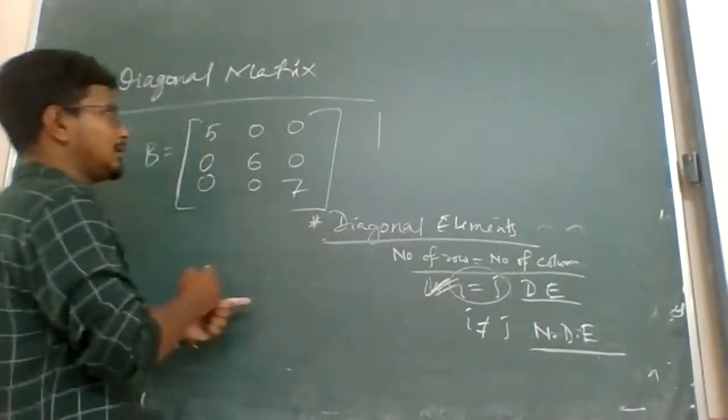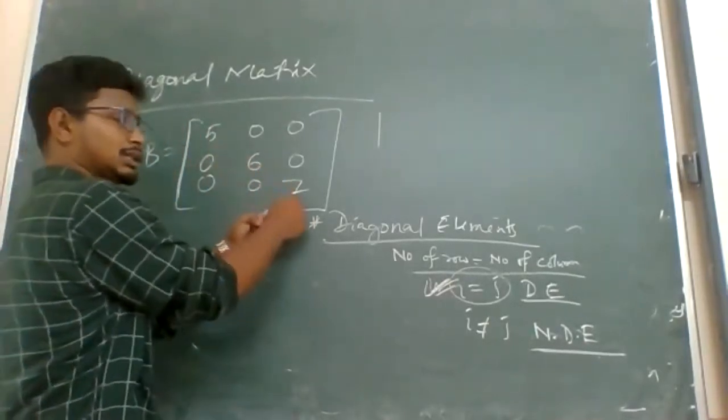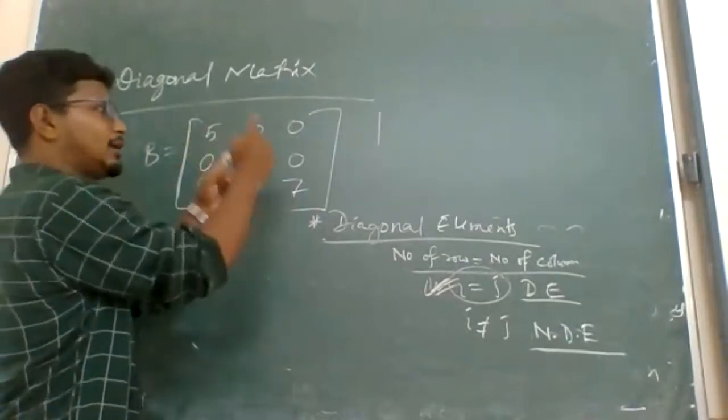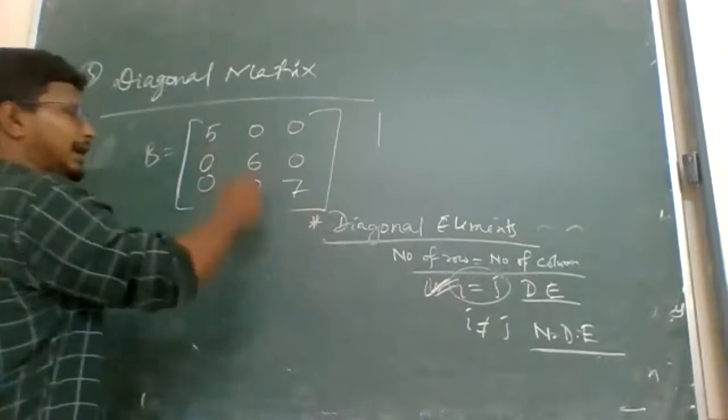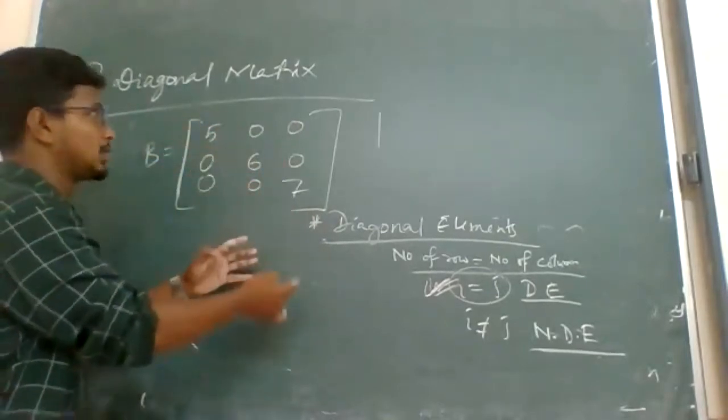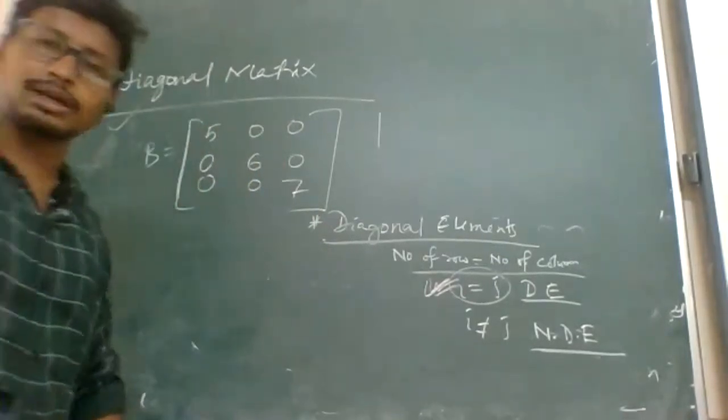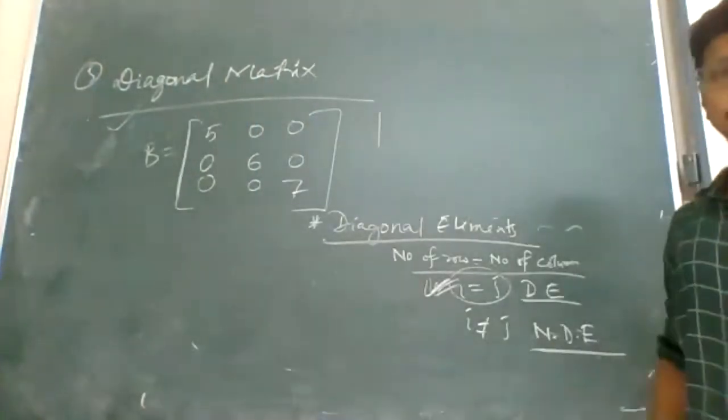Which are the diagonal elements? 1 1, 2 2, 3 3. Except the diagonal elements, all the non-diagonal elements are 0, and those types of matrices are known as diagonal matrices. Is it clear?